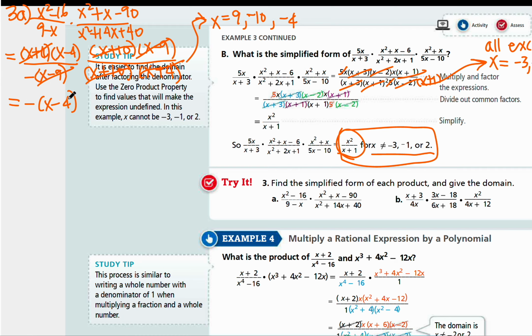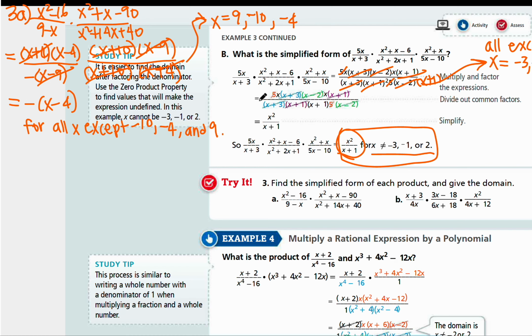Negative parentheses x minus 4 is equivalent to negative x plus 4. So if you just get rid of the parentheses, you'll have a different expression because -4 will be changed, right? Okay, so this is not all. You have to write the domain for all x except what? We already found these. So except -10, -4, and 9. Good. That wasn't too hard.